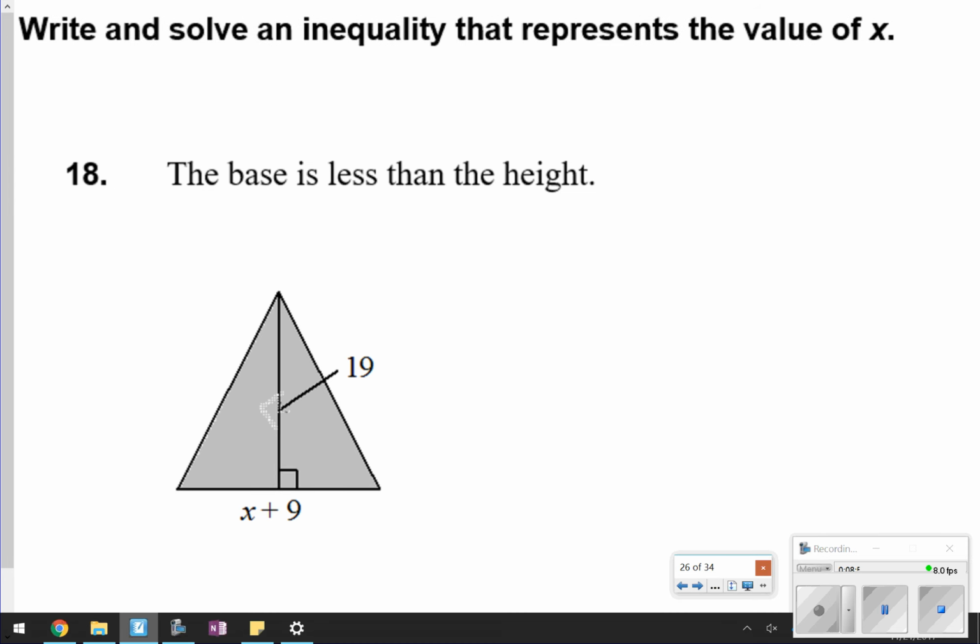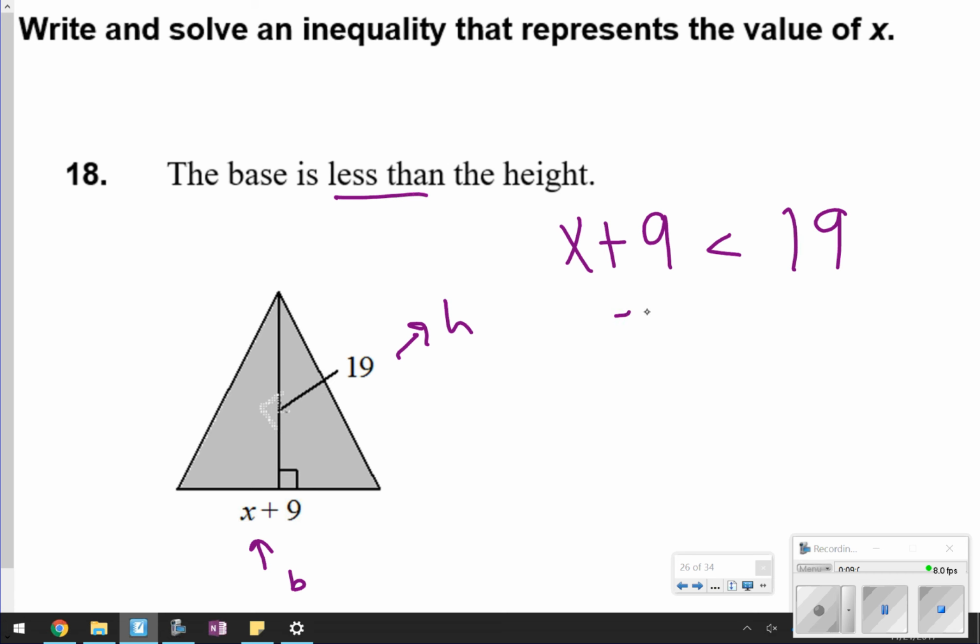Number 18, the base is less than the height. This is the base, and this is the height. So all you have to do is write the base, which is x plus 9, and then less than, squished L, and then the height, which is 19. There I am writing it. Now I'm going to solve it. I'm going to solve it by subtracting 9, so that x is less than 10.